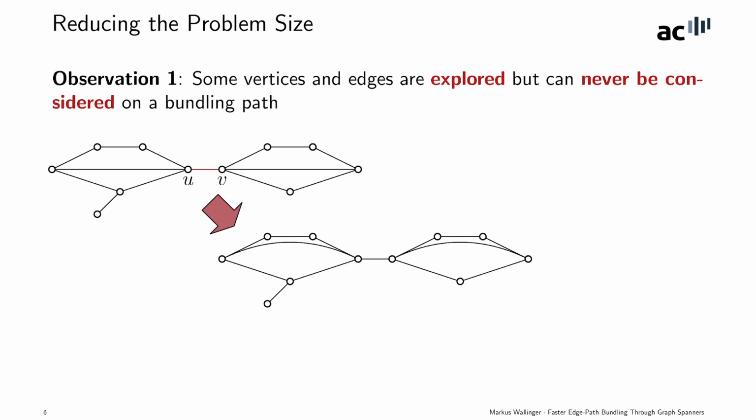Let's take a closer look at observation 1 and how the problem size can be reduced. Remember, some vertices and edges are explored but can never be considered on a bundling path. The example here shows the drawing of a graph and its edge path bundling.